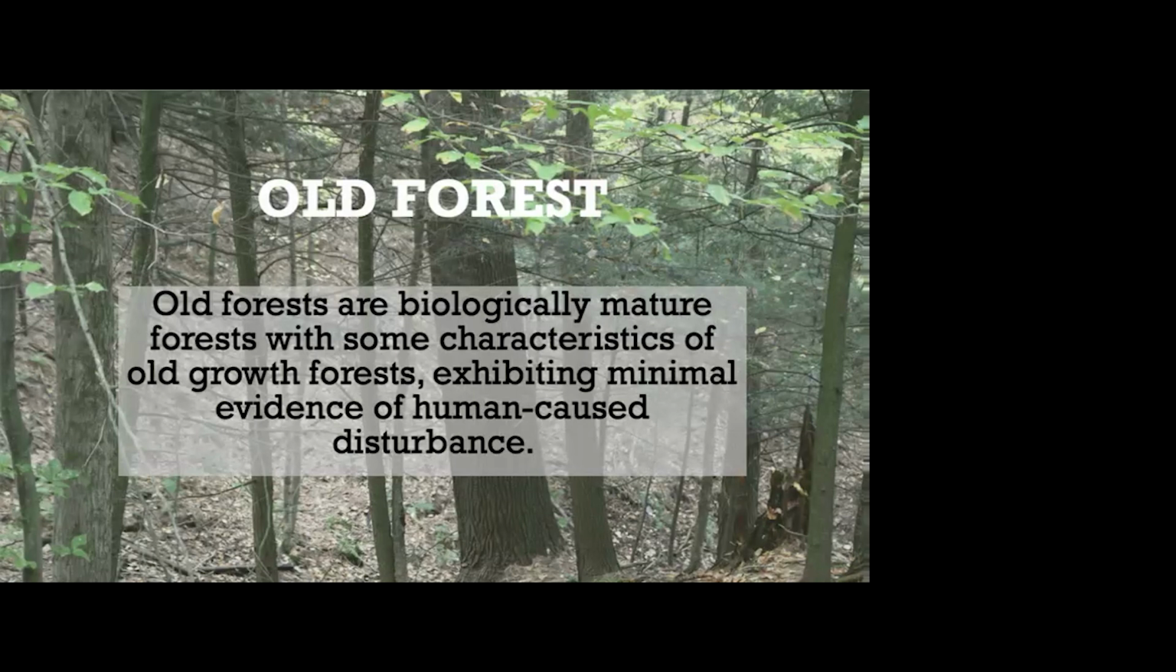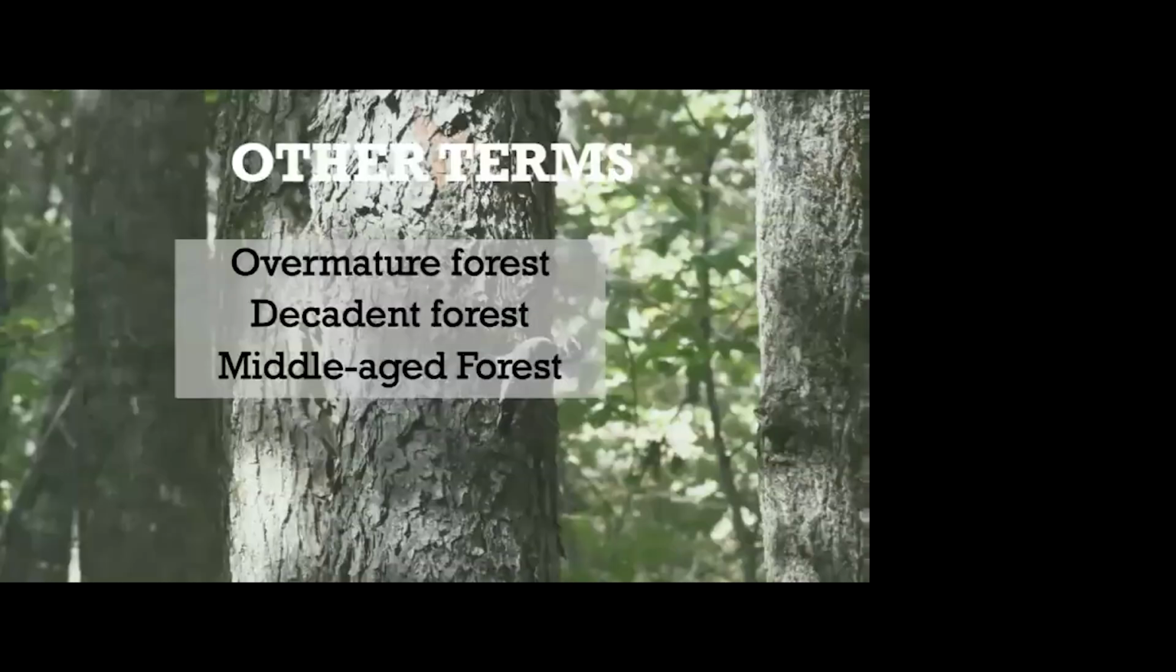Old forests are really, really important, and they are part of what we're talking about here. So you'll find that we'll use these terms a little bit interchangeably. In order to get more old growth forest on the landscape, we really need to start with old forest and figure out how to get more of that on the landscape. Other terms for old forest are overmature forest, decadent forest, and middle-aged forest. I think decadent forest is kind of insulting, but oh well.